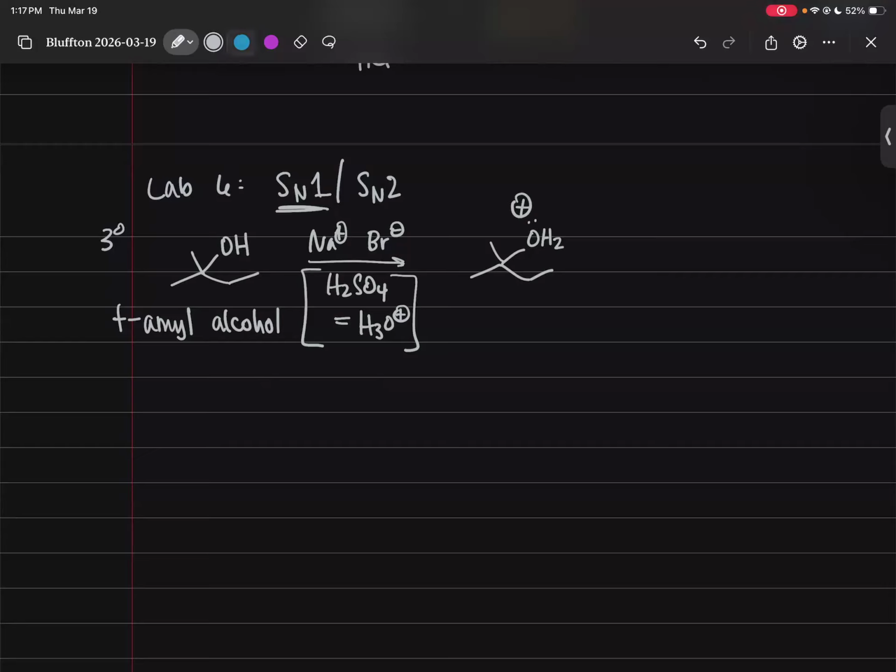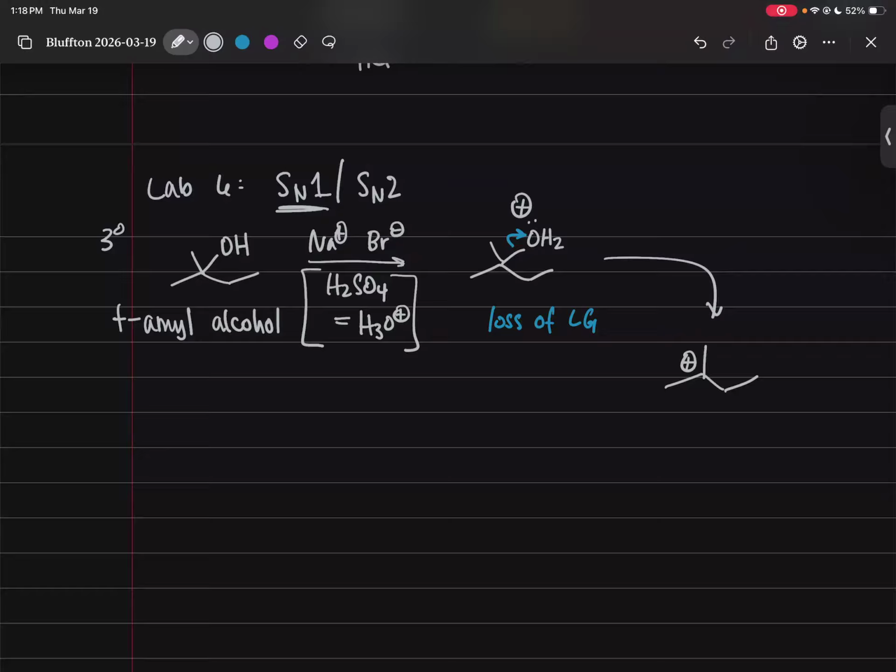Then we lose a leaving group. I'm giving you all the answers to the questions. Oh, well. Now everybody's going to try to figure out which one is tertiary amyl alcohol, and you'll try to pick it, but I don't remember which unknown number it is.